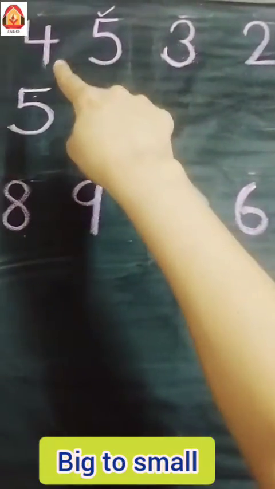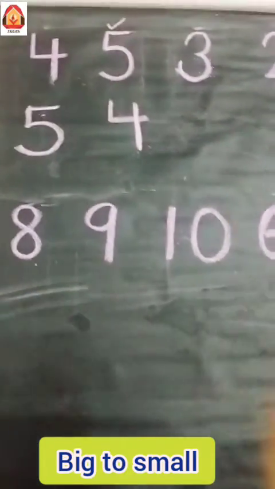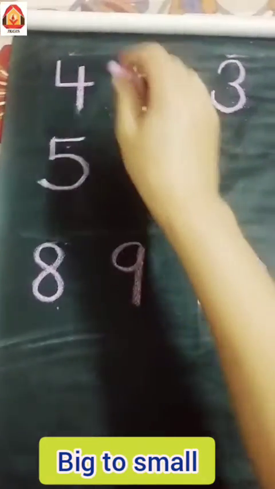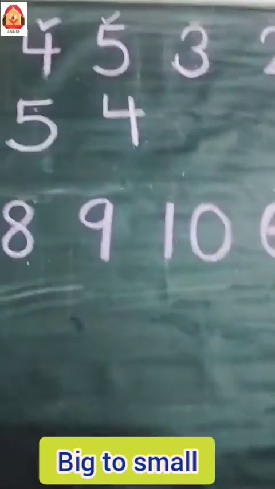It's 4. So I will write 4 here. Okay, so I have written 4 here, so I will mark number 4. अब हम इसको count नहीं करेंगे.